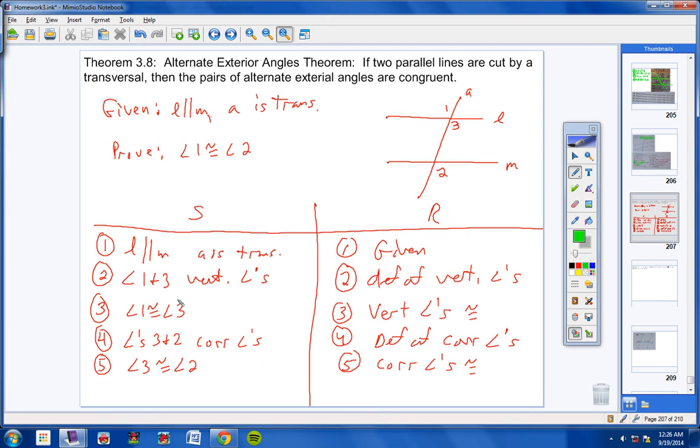Look, I have 1 is congruent to 3, and then I have 3 is congruent to 2. So if 1 is congruent to 3 and 3 is congruent to 2, then I can definitely state that 1 is congruent to 2, and that's the transitive property. Remember, if something is congruent to something, and that same something is congruent to something else, then I can say this is congruent to this. Okay, there it is, proof of 3.8.